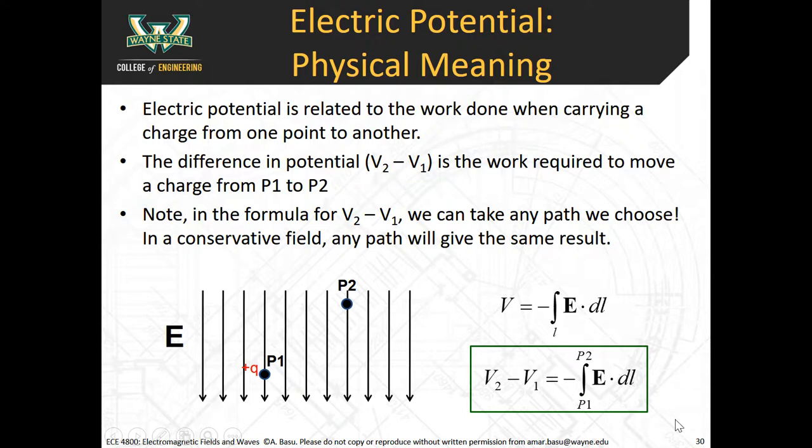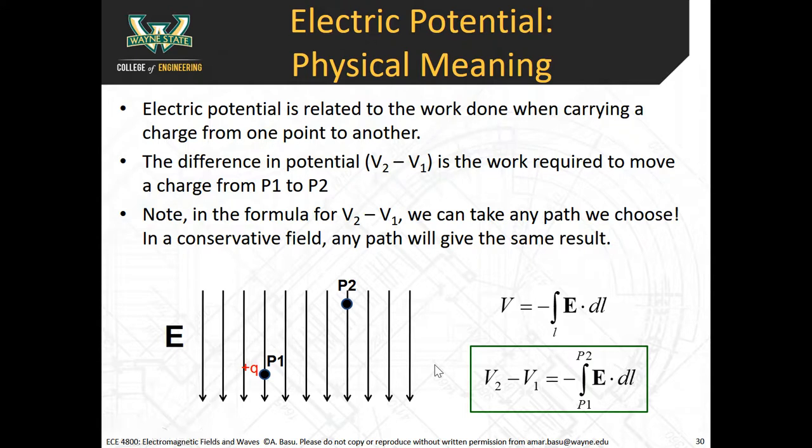What's interesting about this is that in this formula, you have to take a line integral from P1 to P2. There are so many different ways we can get from P1 to P2. You could just do a straight line like this. You could go across and then up. You could go up and then across. You could take any path from P1 to P2.